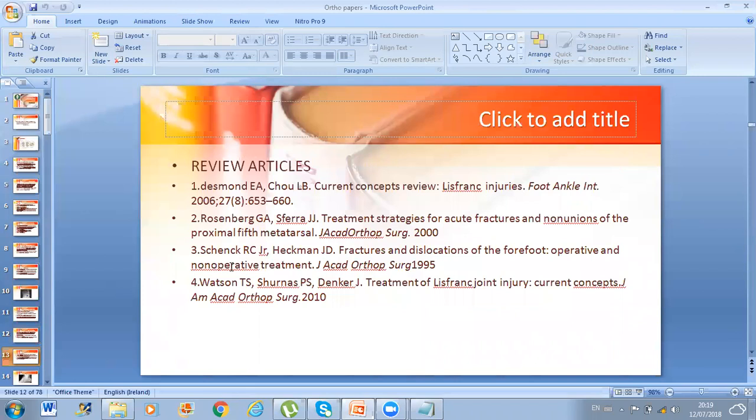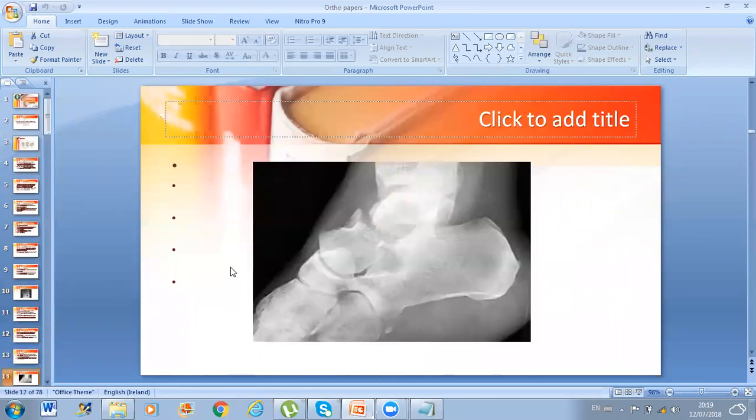So these are the articles, you can read them. These are simple articles, but some of them, like fracture and dislocation of the forefoot by Schenck et al., 1995, have very beautifully explained all the complications which can come in operative and non-operative fractures.